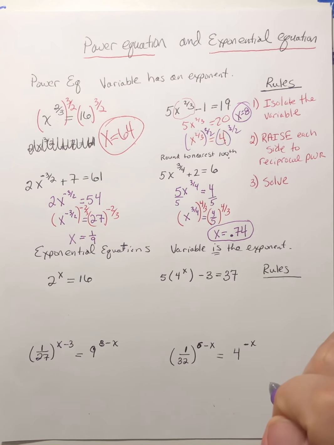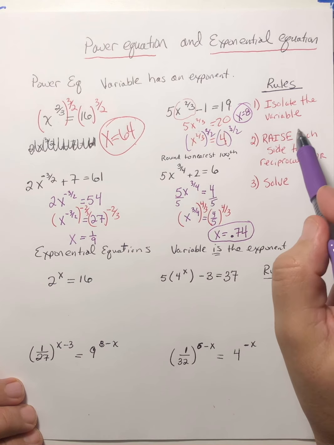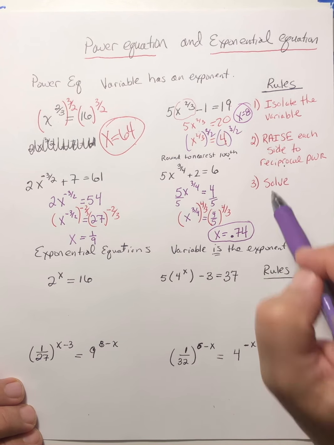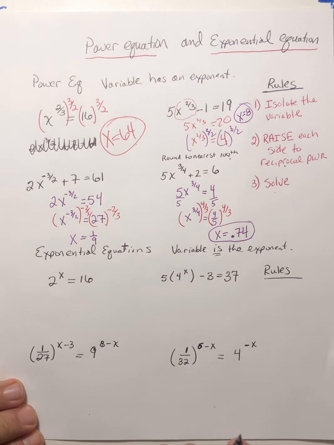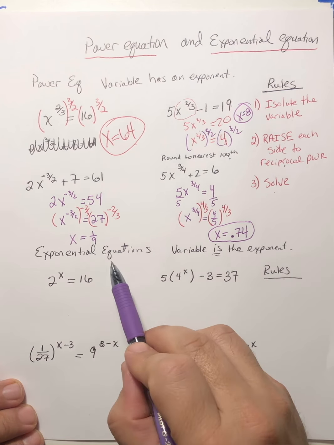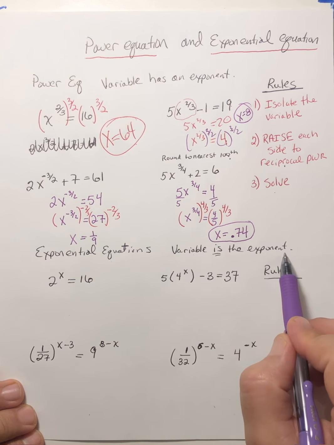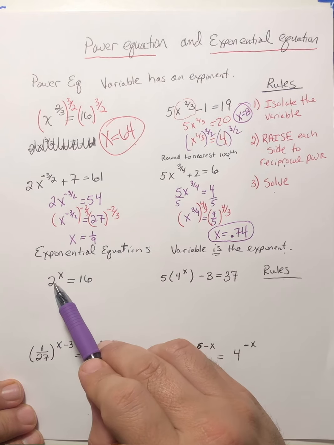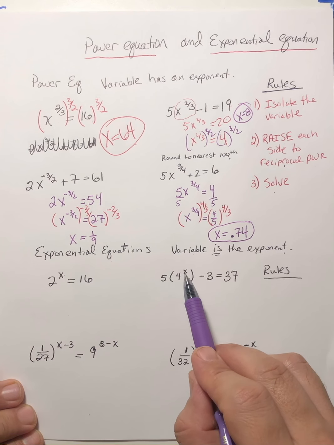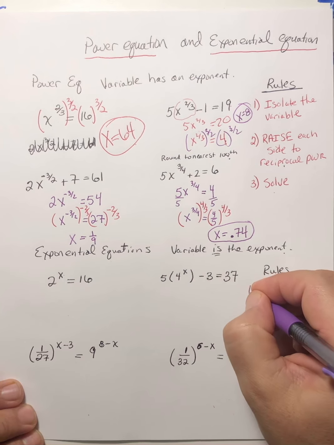All right. So that's power equations. Isolate the variable, raise to the reciprocal power, solve. All right. Exponential equations. This is where the variable is the exponent. So 2 to the x, 4 to the x. Here's some more. Rules. 1.